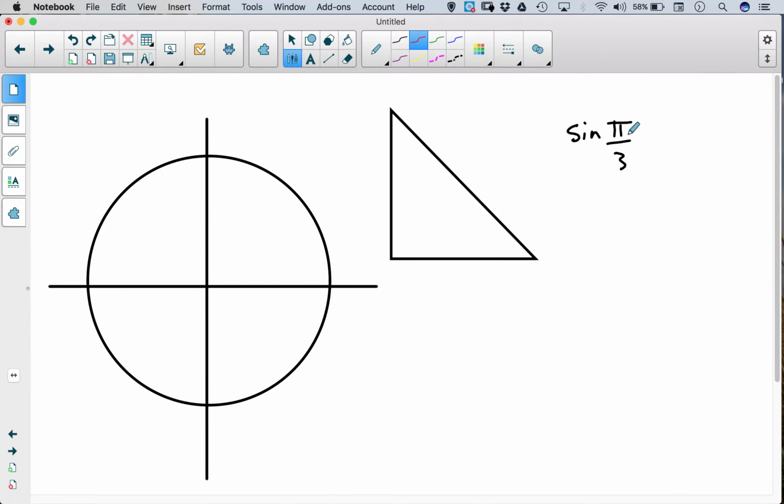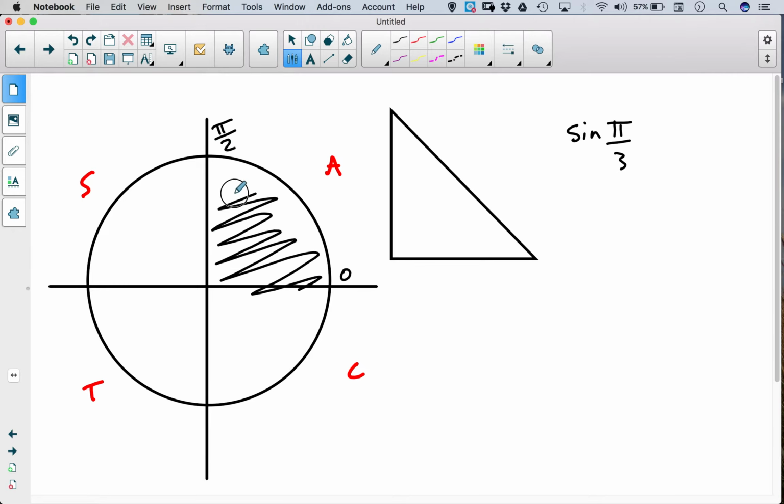So I say that I want to find the sine of pi over 3. First thing you want to do is remember that our unit circle can be labeled with CAST, right? So cos is positive, all of them are positive here. Sine is only positive in this quadrant, and tan is only positive in this quadrant down here. So you must ask yourself, where is pi over 3 located on our unit circle? And here it's located between 0 and pi over 2, so it's somewhere inside this quadrant.